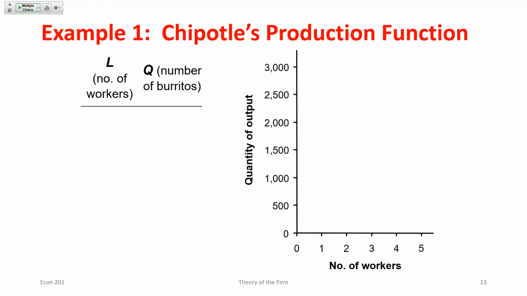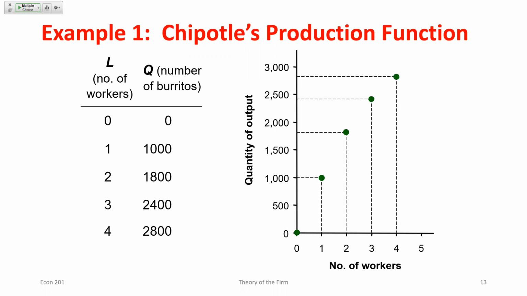Here I've got a little bit more of a difficult example because I'm not just going up by one worker. This is a Chipotle example, where we've got different numbers of workers and how many burritos they can make in a week or a month. If we have 0 workers, we have 0 output. If we don't have any workers, we can't produce any product. When I hire 1 worker, whatever our time frame is, they're making 1,000 burritos. So I plot that. Next worker, 1,800, and so on and so forth.